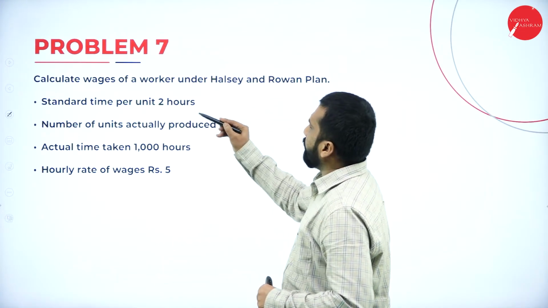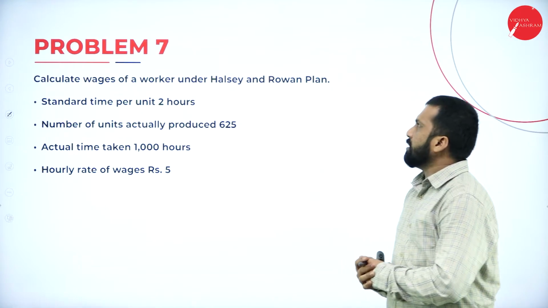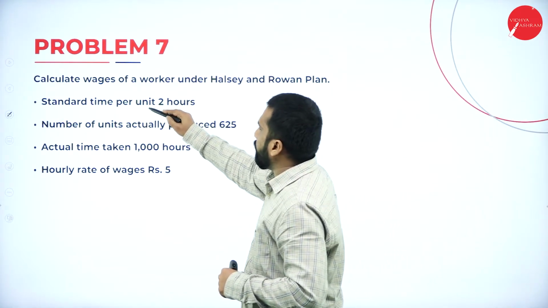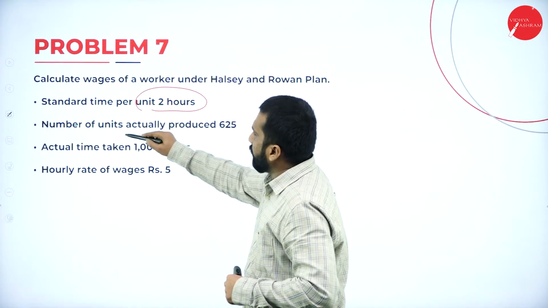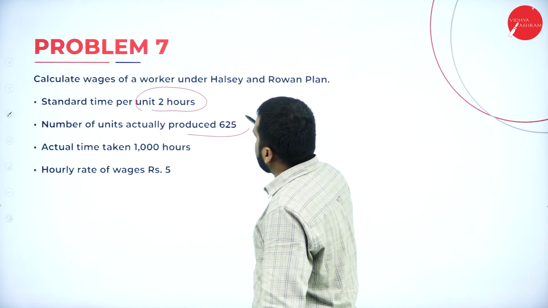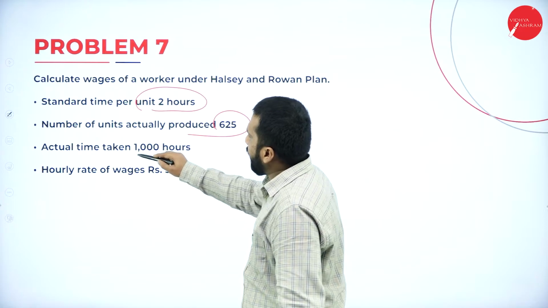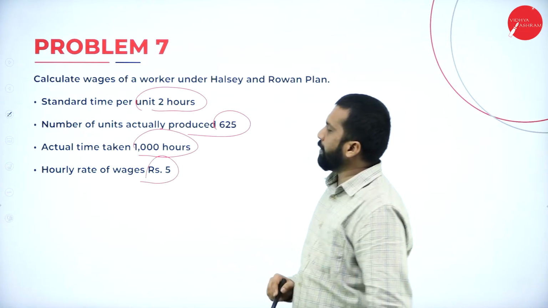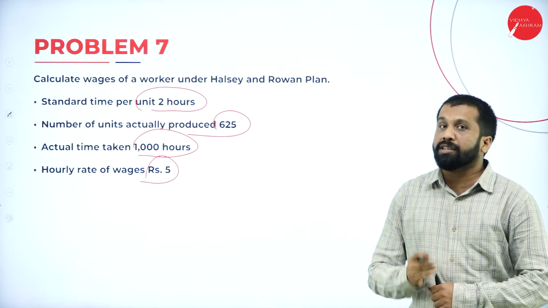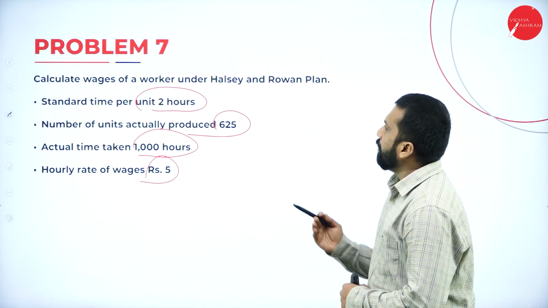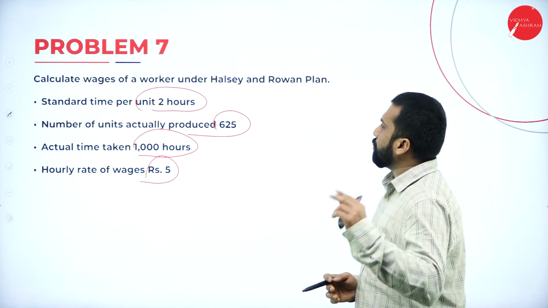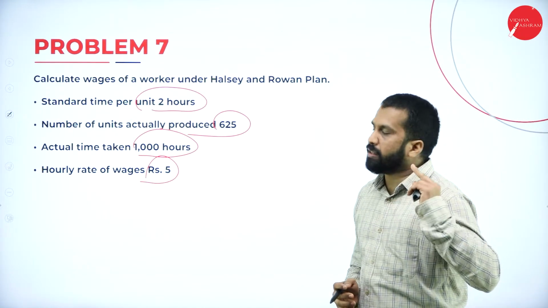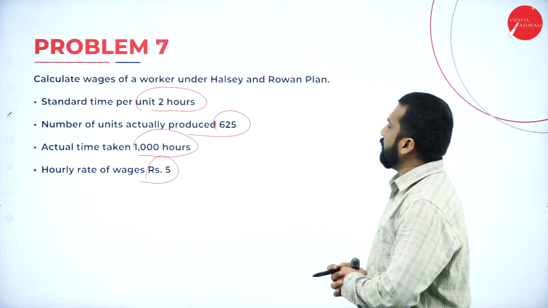Now, calculate wages of worker under Halsey as well as Rowan plan. In this, standard time per unit is 2 hours. Number of units actually produced 625. Actual time taken 1000 hours. Hourly rate of wages is 5. So these are the informations available.